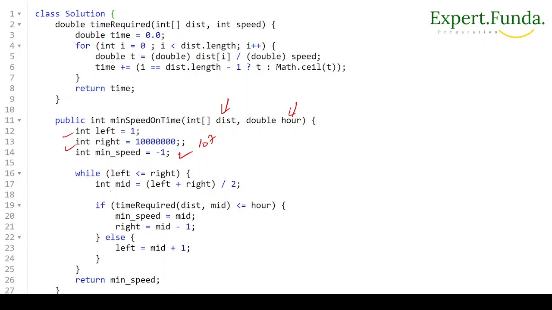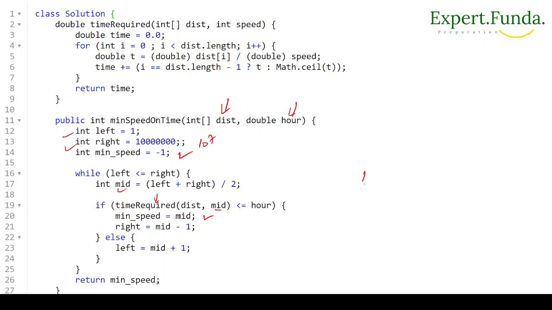left plus right by 2 is mid, right? And then for the time required we will call a function, and we will pass the distance and the given mid. If it is less than or equal to hours, because the time required for the distance should always be less than or equal to the time given, if that is the case, it means minimum speed is the mid, and right will now be mid minus 1.